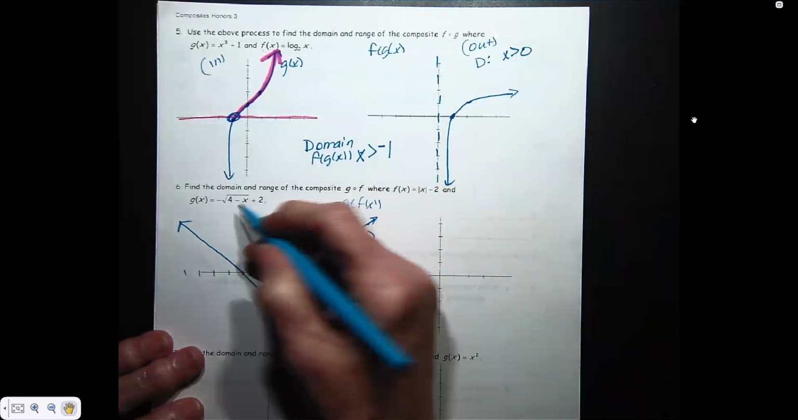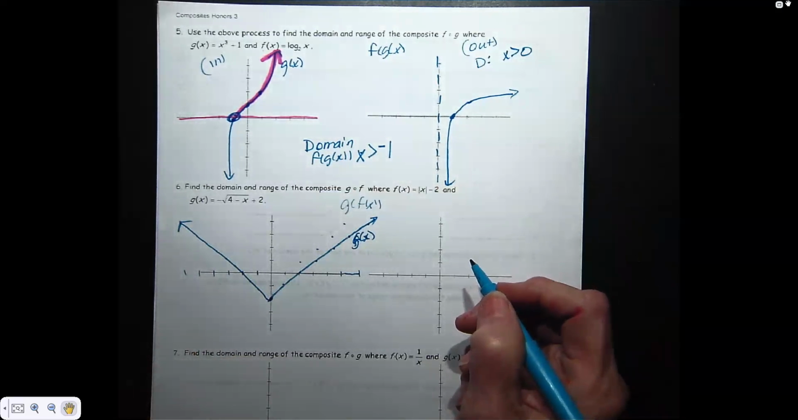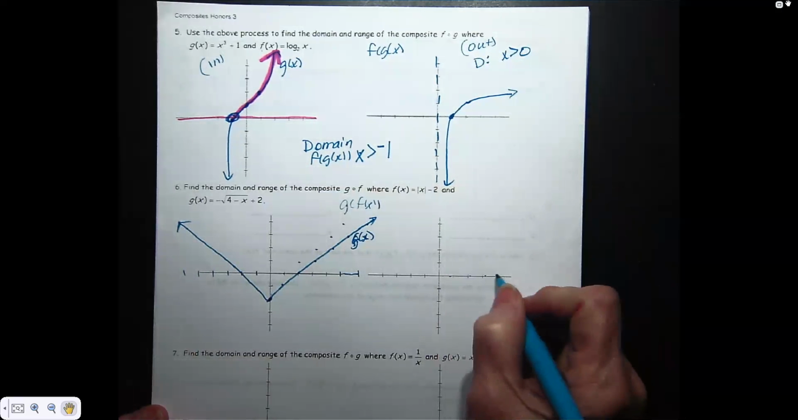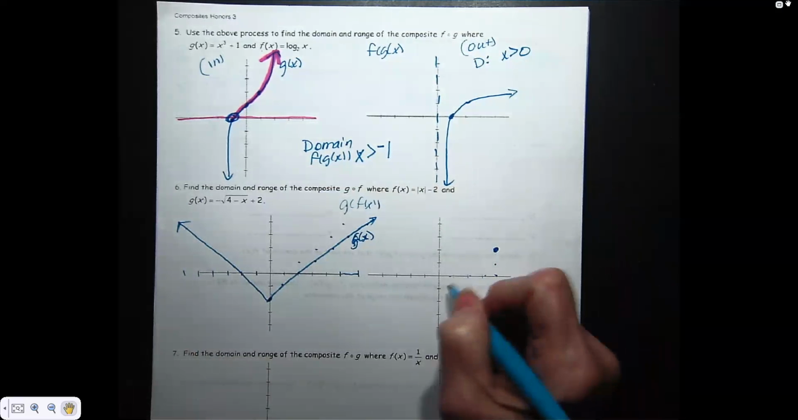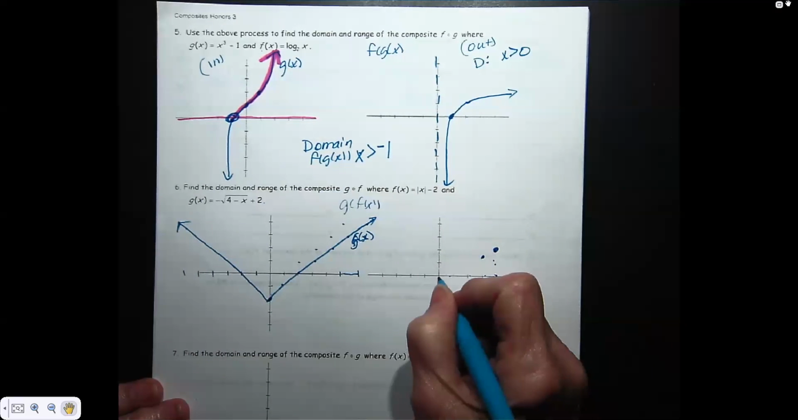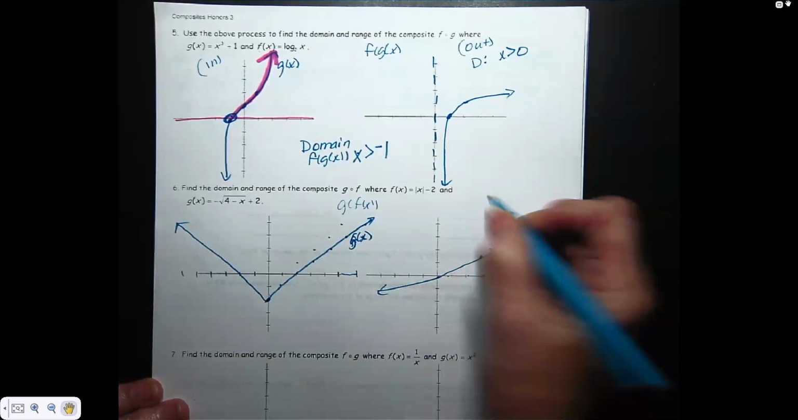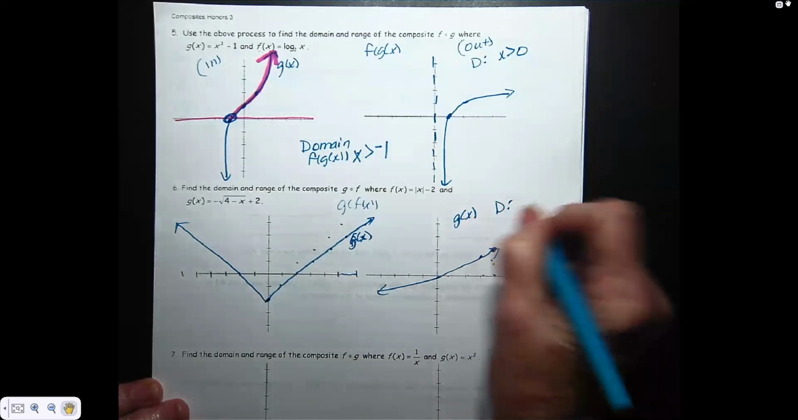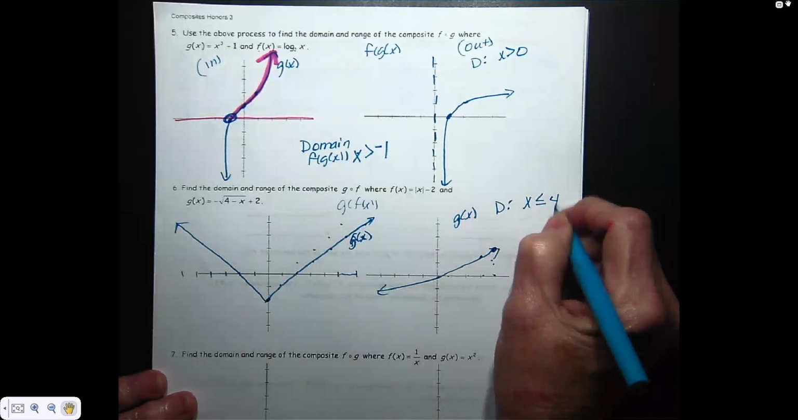G of x is negative absolute value of x, 4 minus x plus 2. So I'm going to go over 4, or up 2. And this is going down and backwards. So down 1 over 1, down 1 over 3. So you get a graph that looks like this. And this is g of x. And this domain is x is less than or equal to positive 4.